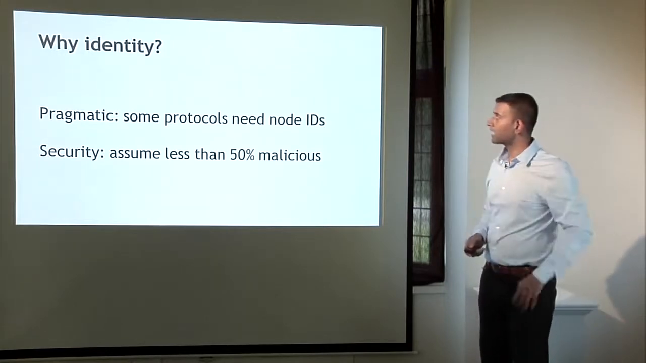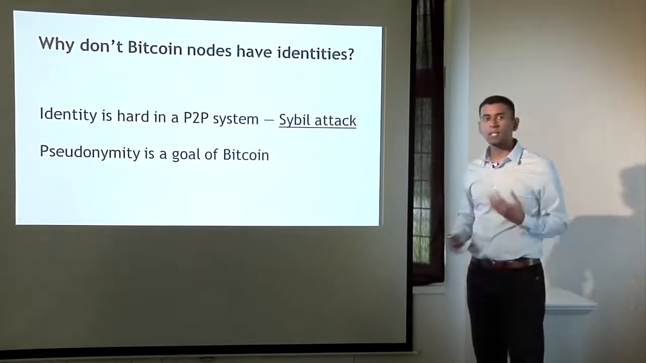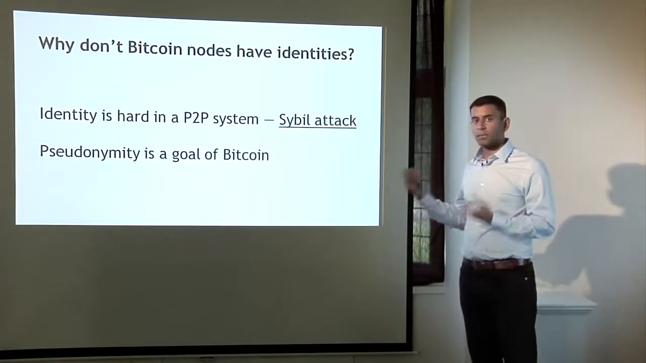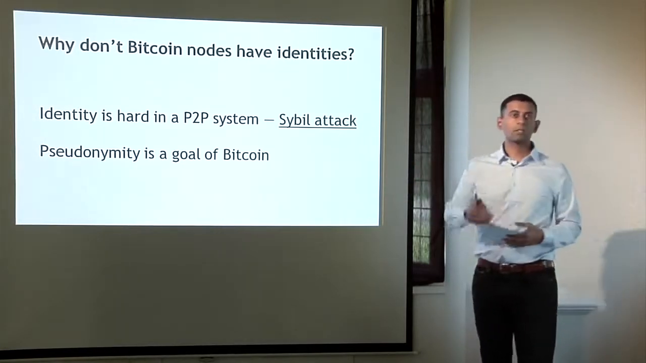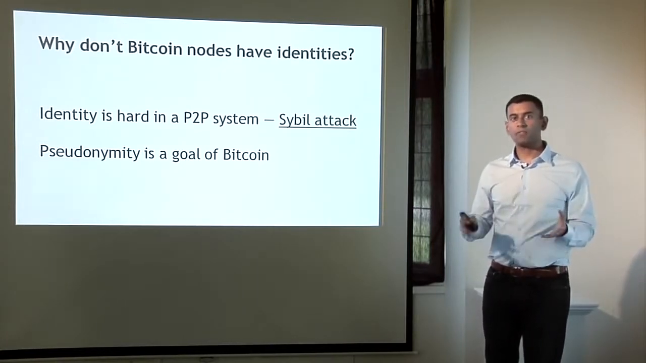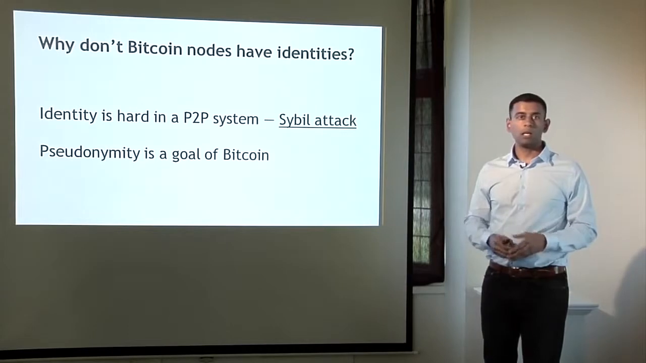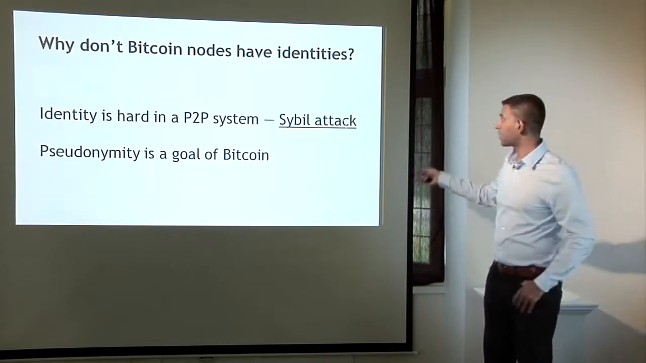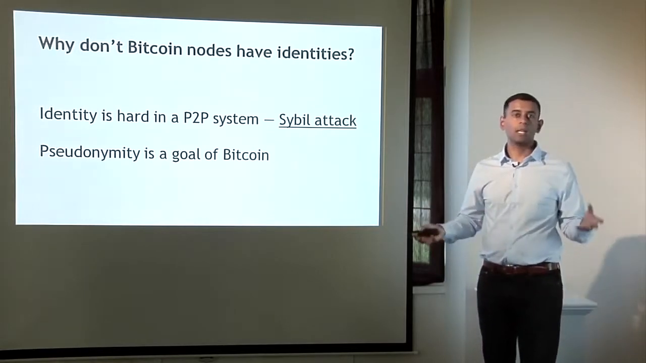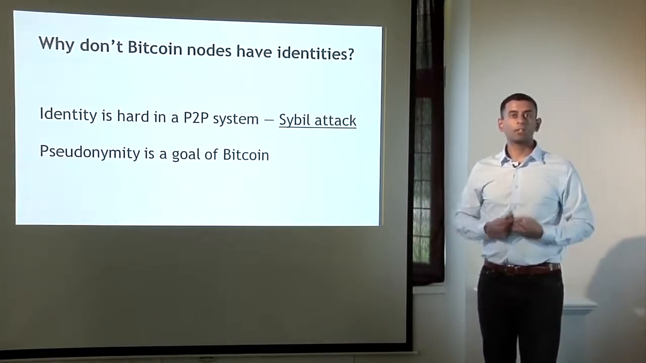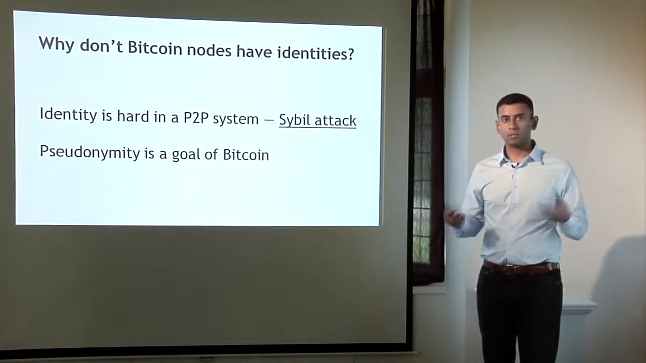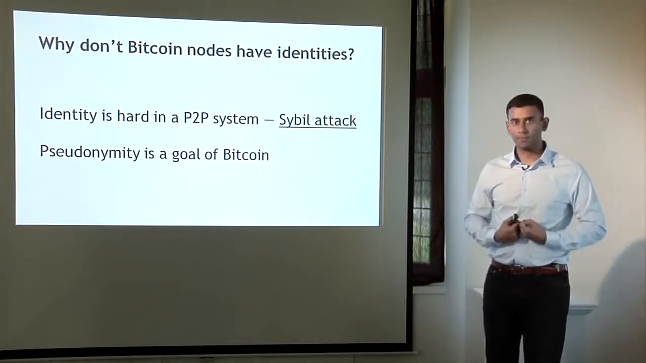But why is it exactly that Bitcoin nodes don't have identities? Well, it's for a couple of reasons. One is that if you're in a decentralized model, in a peer-to-peer system, there is no central authority to give identities to nodes and verify that they're not creating new nodes at will. And in fact, the technical term for this is a Sybil attack. Sybils are just copies of nodes that a malicious adversary can create to look like there are a lot of different participants, when in fact all those pseudo-participants are really controlled by the same adversary.